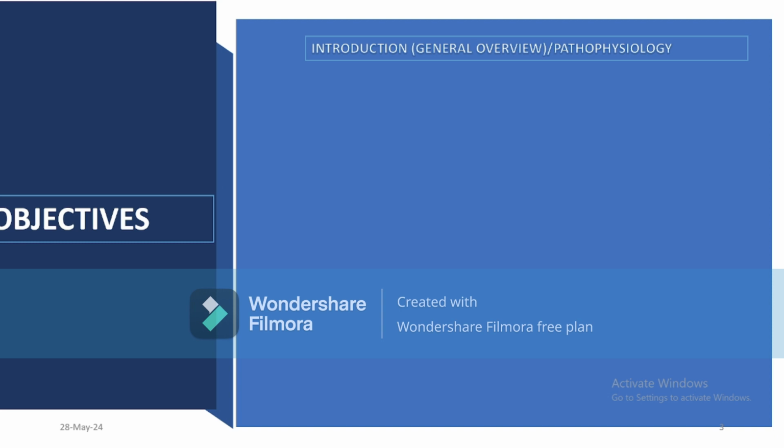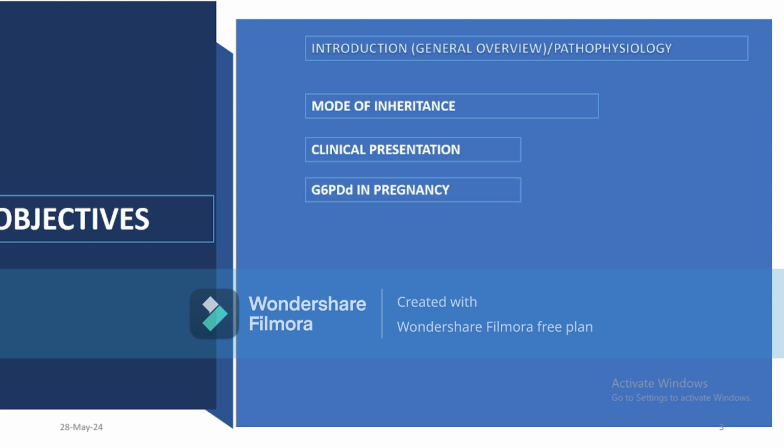When we talk about G6PD, what is it? Then we add the pathophysiology of it. We also talk about the mode of inheritance. Since it is a genetic disorder, we have to know the mode of inheritance. And of course, we look at the clinical presentation. Then we talk about G6PD in pregnancy, very important.